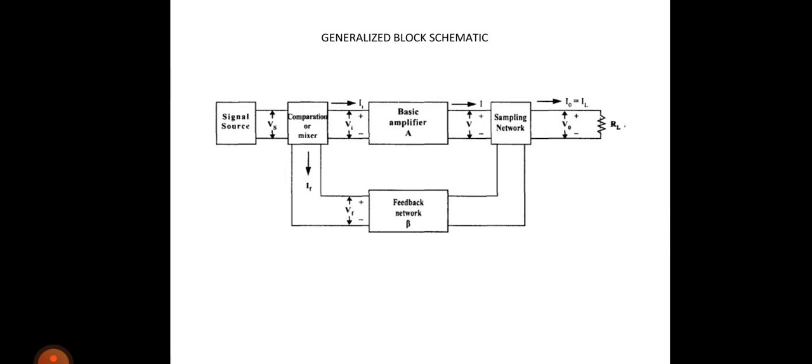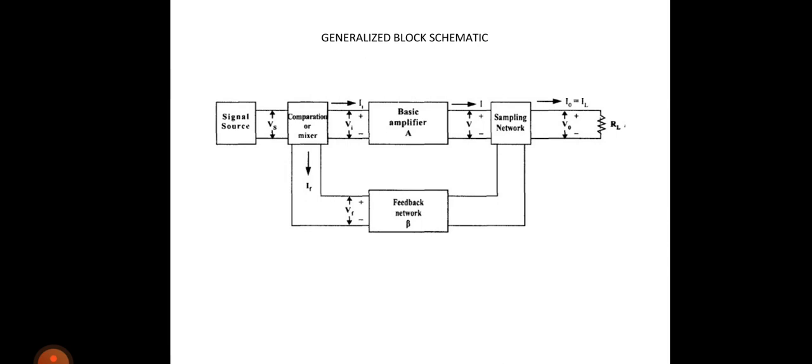So here you can see different blocks: a basic amplifier block, sampling network, comparator or mixer, feedback network, and the input block is nothing but the signal source, and the load is connected across the sampling network. So a feedback amplifier consists of different blocks as shown in the figure. In each one of these circuits, we can sample the output voltage or current by means of a suitable sampling network and apply this signal to the input through the feedback network as shown. At the input, the feedback signal is mixed with the input signal through the mixer network and is fed to the amplifier.